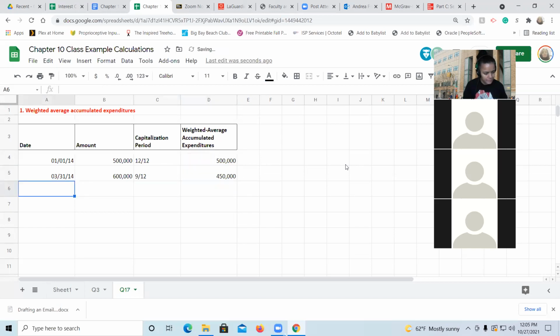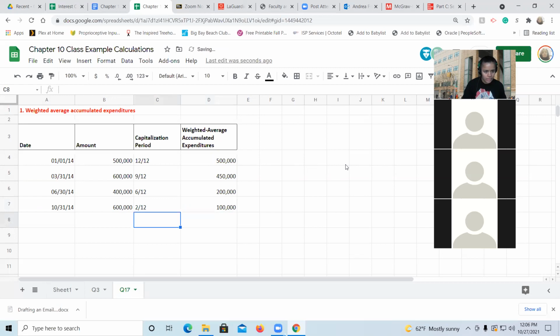Good. Next. June 30. The amount is $400,000. And the period is six over 12. The capitalization period amount is $200,000. That's just half, right? Good. And October 31st. We got $600,000 times 2 over 12. From October 31st to December 31st is 2 months. And what's your average? We got $100,000.